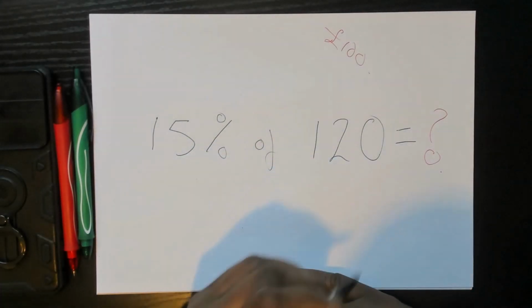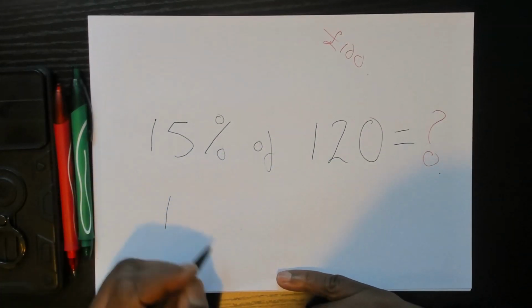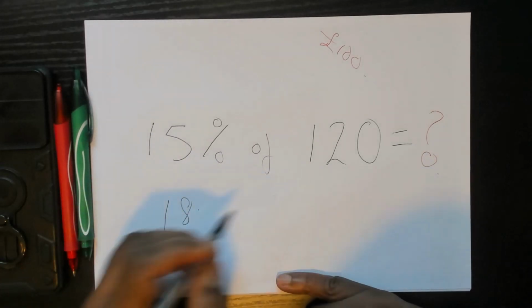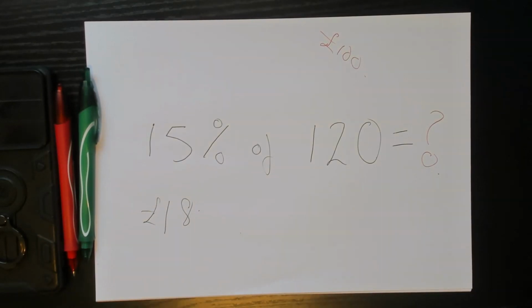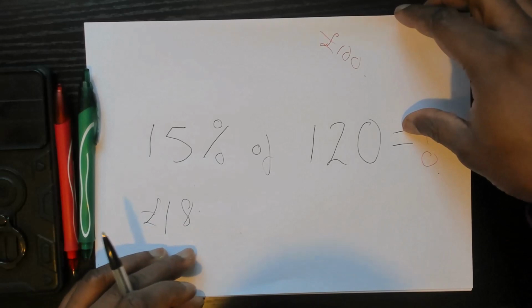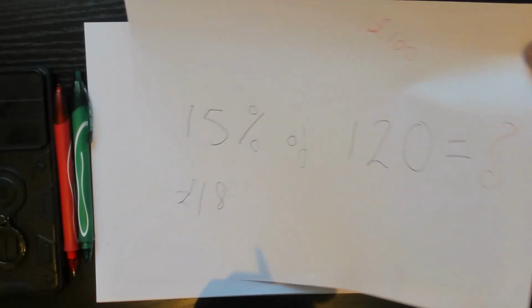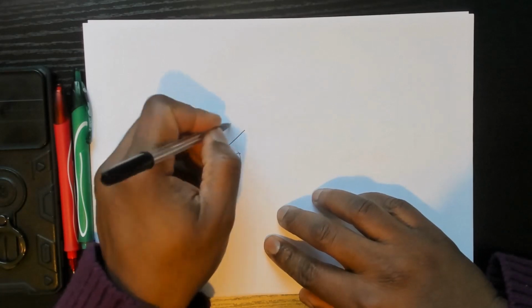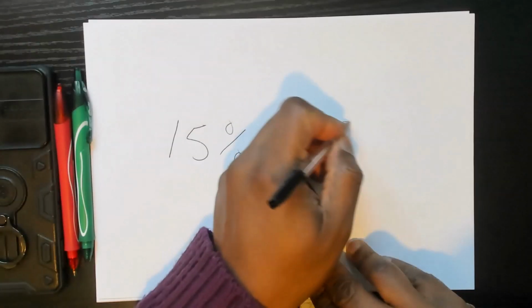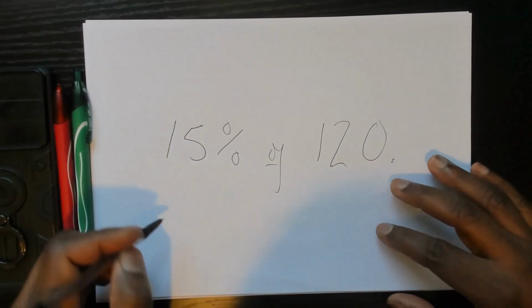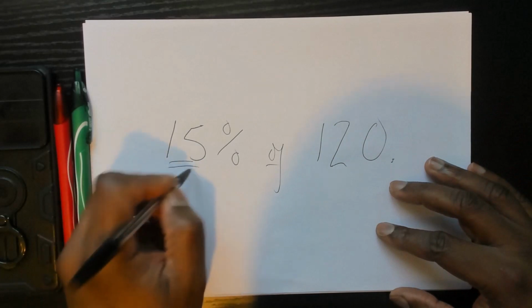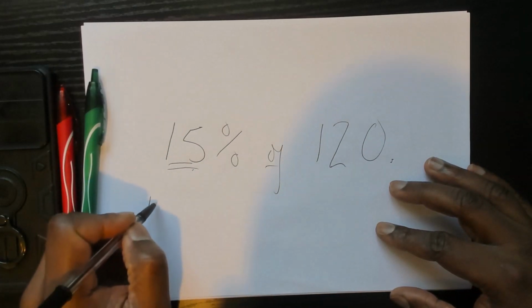15% of 120 is simply 18. In our case, that would be £18. So let's look at how I got the answer, and it probably only took me maximum 4 seconds to work the answer out. So we had 15% of 120, and the trick is shifting your decimal place and splitting the question up into easy parts.